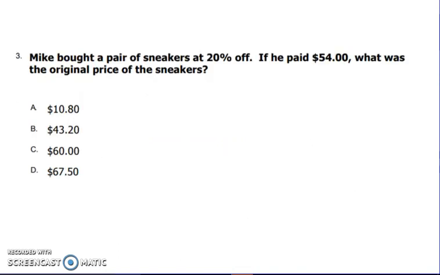Oh boy. Number 3. Mike bought a pair of sneakers at 20% off. If he paid $54, what was the original price of the sneakers? And I know you all struggled with this one, so let's see what we can do here. Now, the key word here for me is original price. Because when I'm creating my proportion, I know that the denominator, which is the bottom of my fraction, is a whole number.